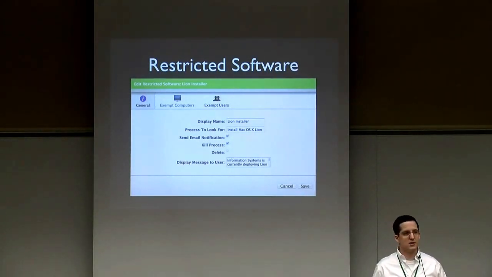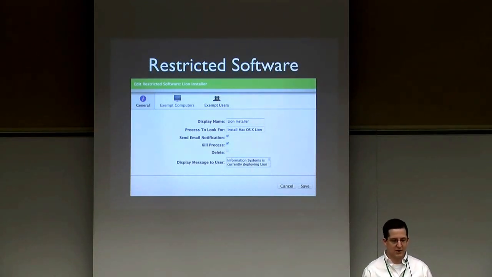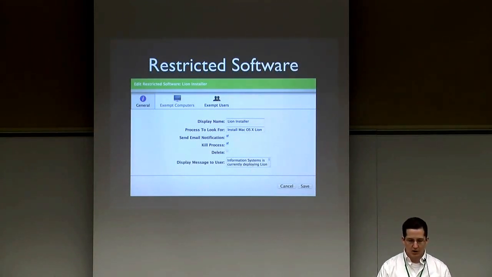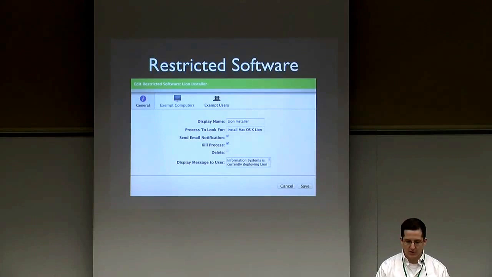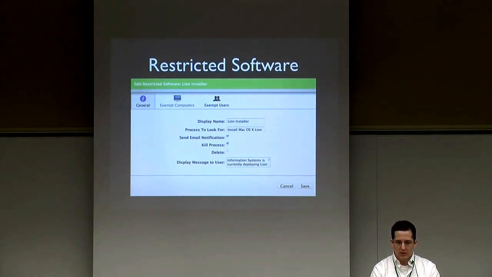What happens with this is a user will try to install Lion, it'll disappear, they'll get a little pop-up message saying, this is not allowed, please contact the help desk if you have any questions, and we'll get an email notification so we can contact them and say, hey, do you know Lion's not allowed to be installed this way? If you want to be added to a group to get it, here's how we do it.